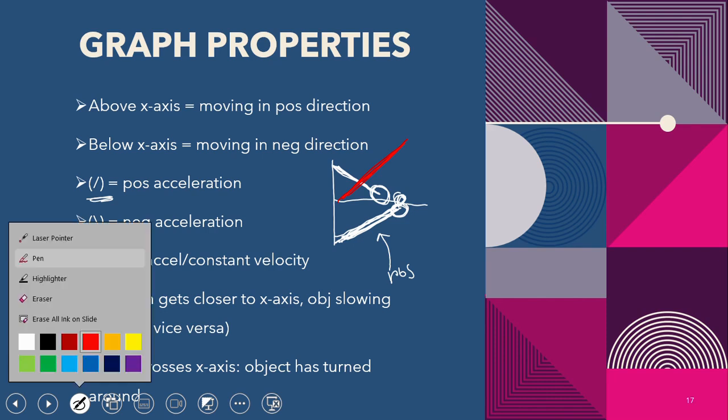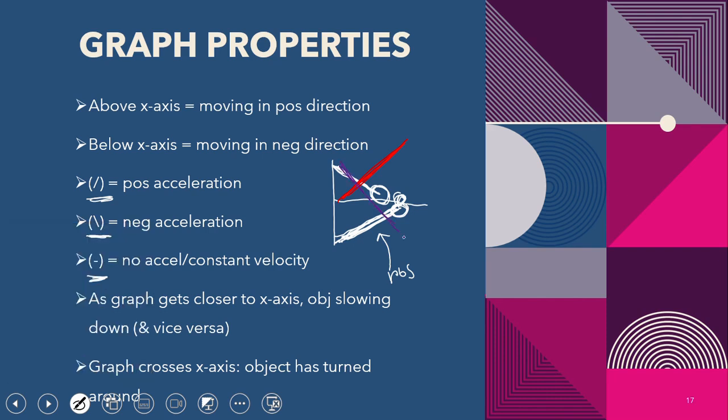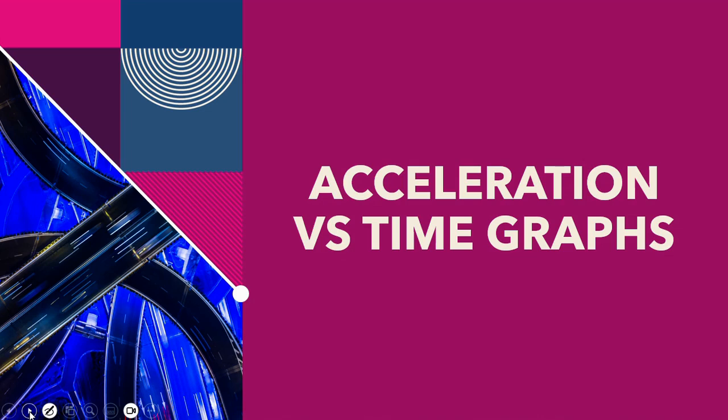And finally, if your graph crosses the x-axis like this, that means your object has turned around. Because, for example, in this case, it started with some high positive velocity, but then it slows down and reaches this zero velocity point. And then it starts moving in the opposite negative direction and then gains velocity. So the object has momentarily come to rest and then turned around. Alright, we've been talking a lot about acceleration, so let's get on with these graphs.